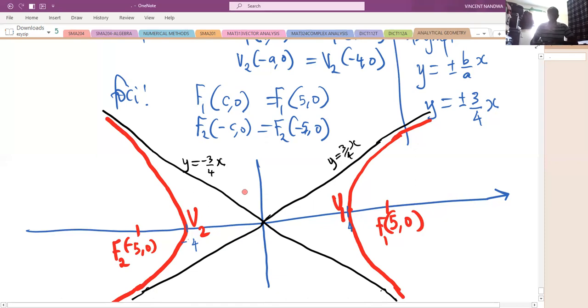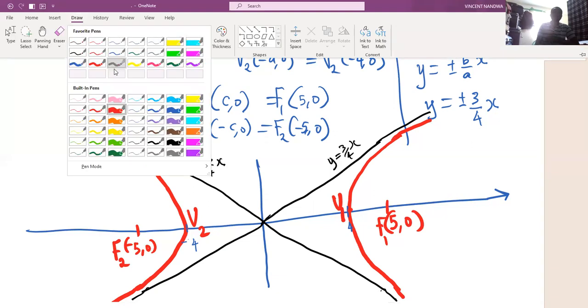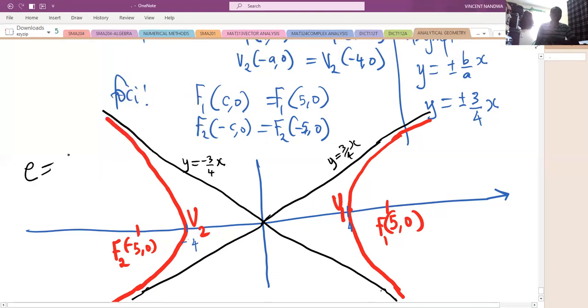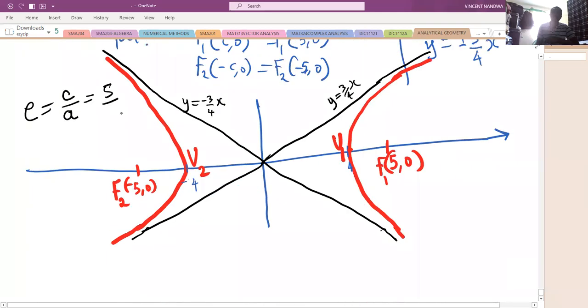And then you can even go further and give the eccentricity, which is given by c over a, and c for this case is 5, a is 4. So 5/4 is 1.25. So that's the eccentricity for this given hyperbola.